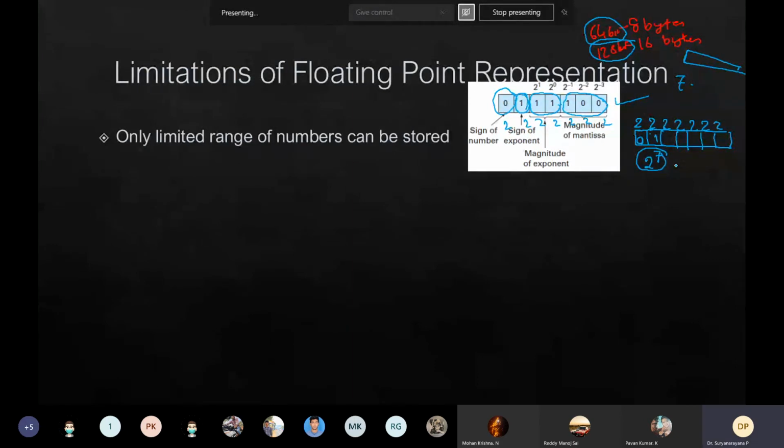Okay, from that finite set of possible numbers, what is the smallest possible number? I'm asking you, what is the smallest positive number you can store? Smallest positive number. What is the smallest positive number you can store if you have a setup like this?